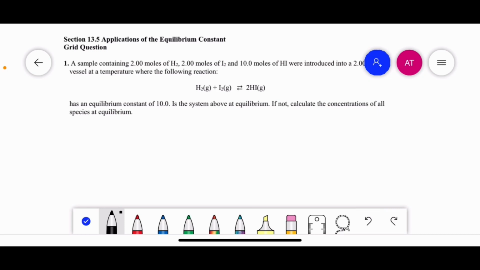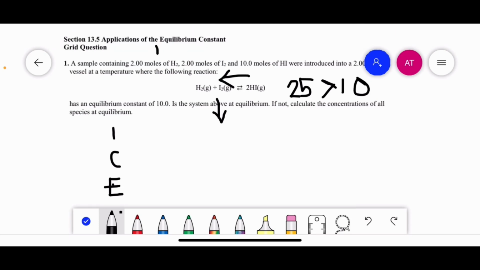So what we have to do is to draw the ICE table with this reaction proceeding. Now we got Q to be 25, which is greater than 10. If we think of it mathematically, the concentration of HI is too high and the concentration of H2 and I2 is too low. So we can just conclude that the backward reaction is what proceeds. So we start off with 1 molar of H2, 1 molar of I2, and 5 molar of HI. Remember the concentrations? So we have 1, 1, and 5.